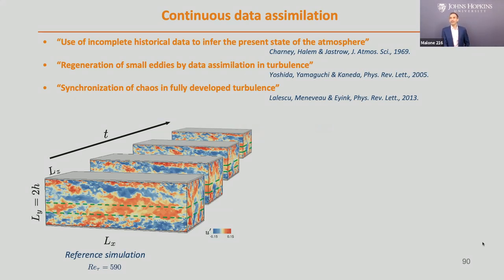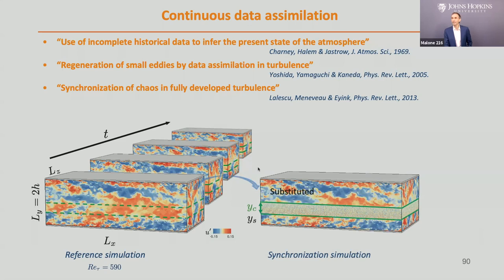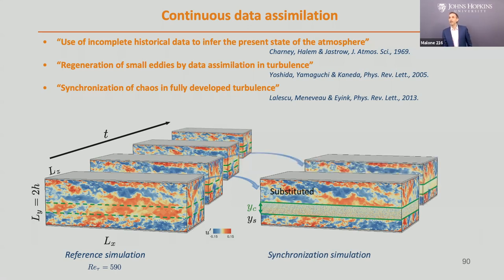So imagine two calculations. This here is the truth that evolves forward in time. And then there's another simulation where we only know the flow outside this layer. So there's an unknown layer, but we have everything outside that layer. And what we do is we simulate this flow. Here we just start with white noise. And every time step, we copy the region that we know to overwrite our solution.